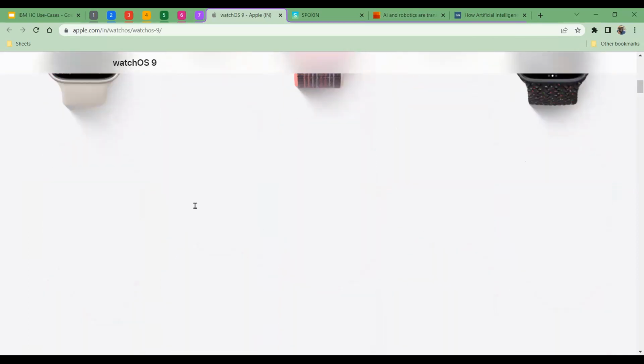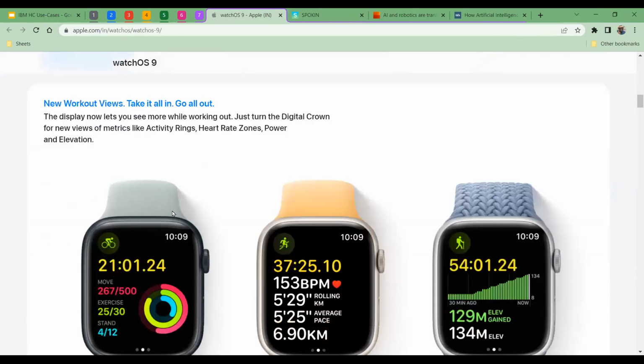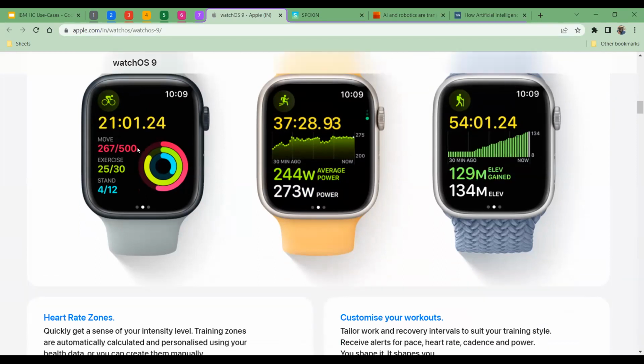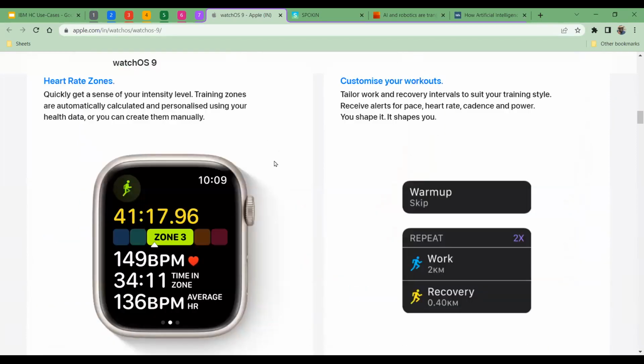It has one OS that is running, where it can track the physical activities that you are doing, like walking, running, treadmill. There are different types of activities also: cycling, badminton, cricket, hiking. You name it, they have it. And they have heart rate zones. You name it, they have it.